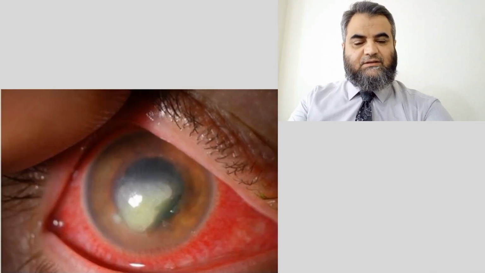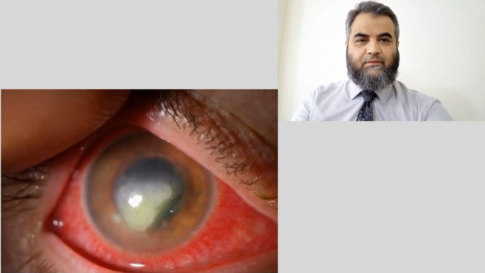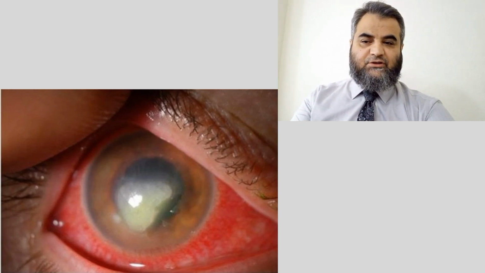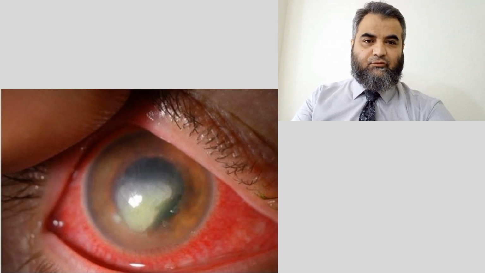This is the second photograph. Here we can see that the corneal abscess is settling down and the hypopyon has gone, but ciliary congestion is still present. So this is another photograph after the treatment of the patient, in which signs of improvement are there.